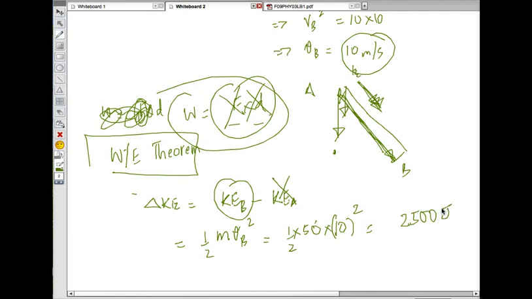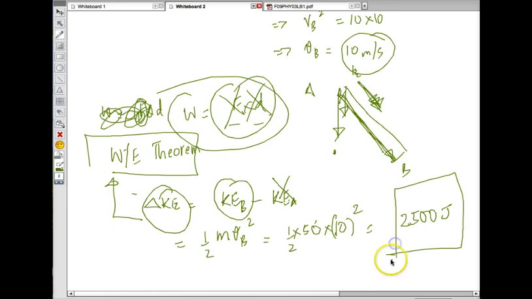This is the change in kinetic energy, and by the work energy theorem, this change in kinetic energy must equal the work done on the man, on the skater, and therefore the work done on the skater is 2500 joules. Is this clear?